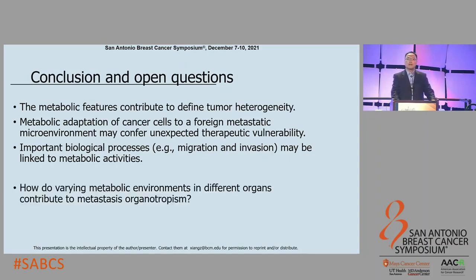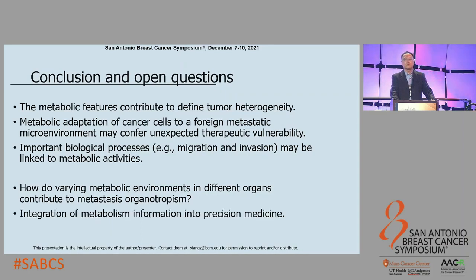But how do varying metabolic environments in different organs contribute to metastasis? Are there similar mechanisms parallel in other organs? So in the end, maybe metastatic organotropism is partly determined by these different metabolic environments. And this is an open question. And going forward, we still need to think about how to integrate this information into our precision medicine research.